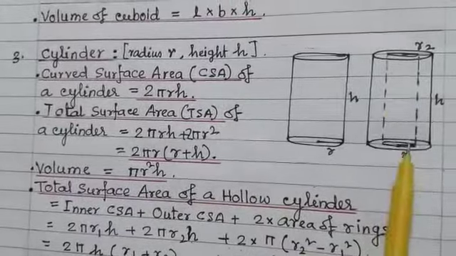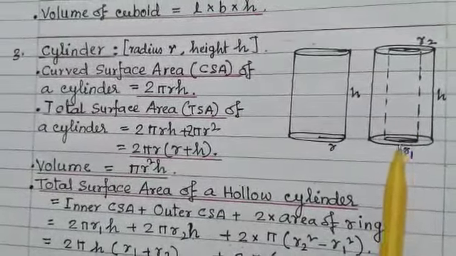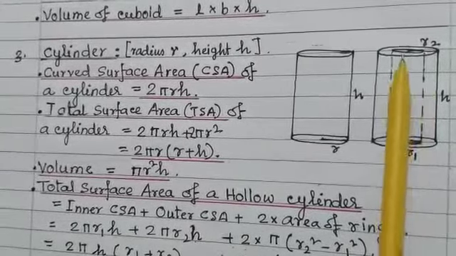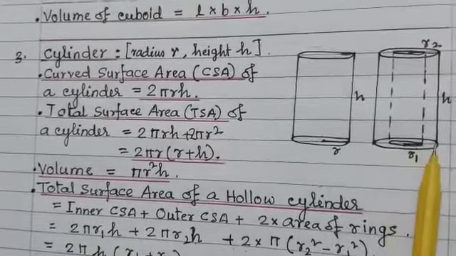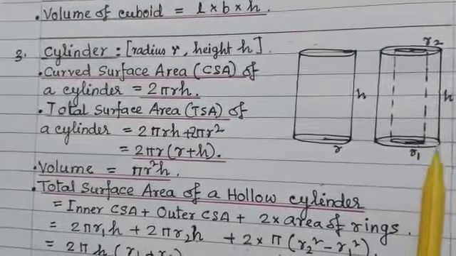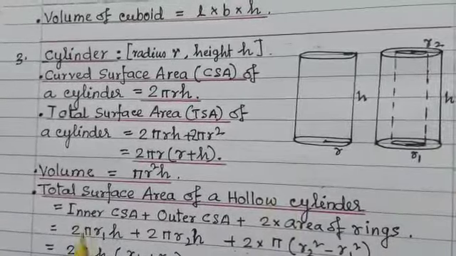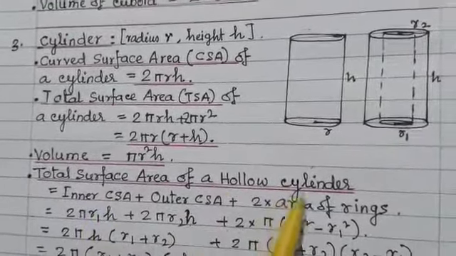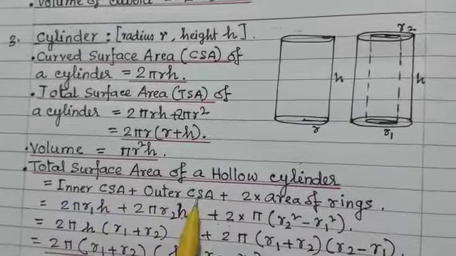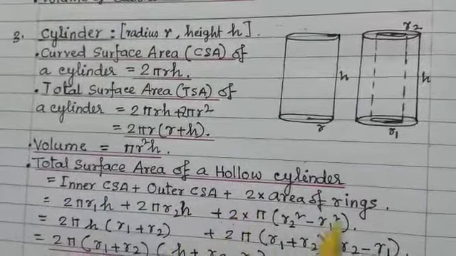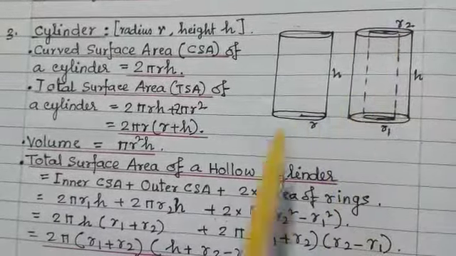Volume is pi r square h. Now another is the hollow cylinder. In a hollow cylinder, there are 2 radii. Inner radius is r1 and outer radius is r2, from the center to outside, and the height is the same for inner and outer, it is h. So the total surface area of the hollow cylinder is inner CSA plus outer CSA plus 2 into the area of this ring. So okay, this one ring and this one ring.